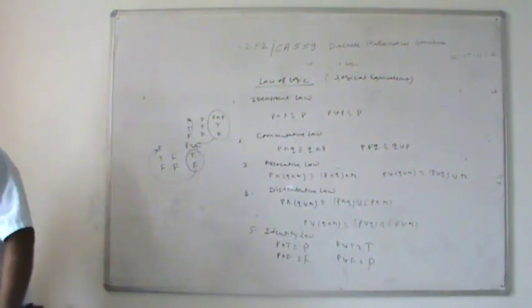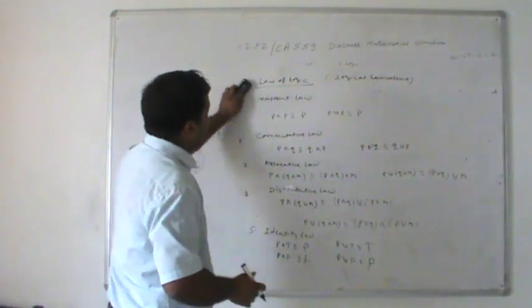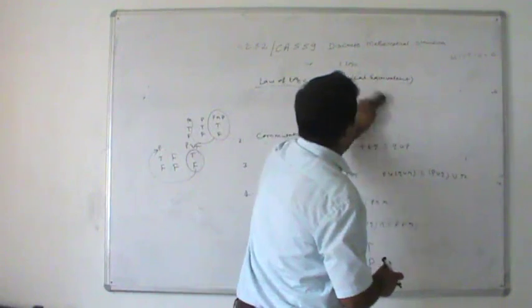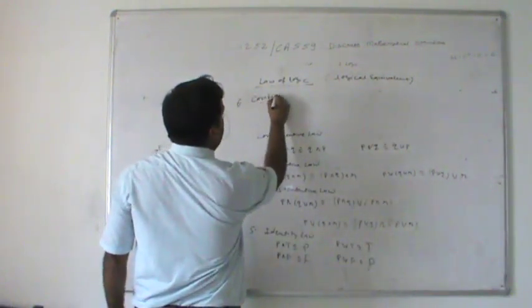After the identity law, we come to the idempotent law. We have already discussed the idempotent law. Now we can discuss the sixth one, the complement law.